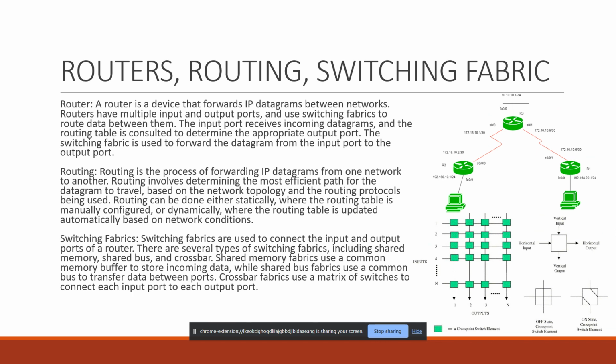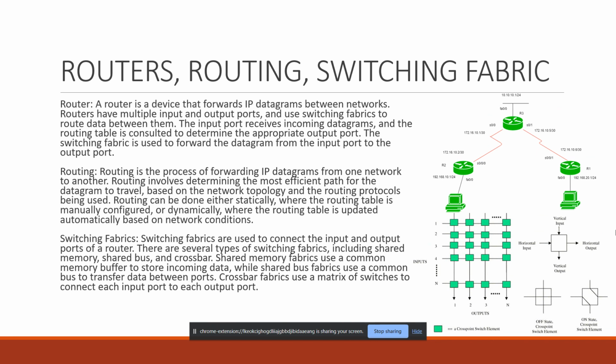Routing is the process of forwarding IP datagrams from one network to another, and it involves determining the most efficient path for the datagram to travel. It can be done either statically, where the routing table is manually configured, or dynamically, where the routing table is updated automatically based on the network conditions.